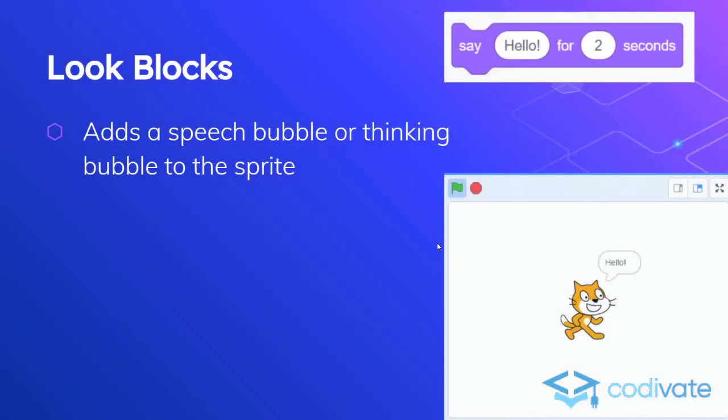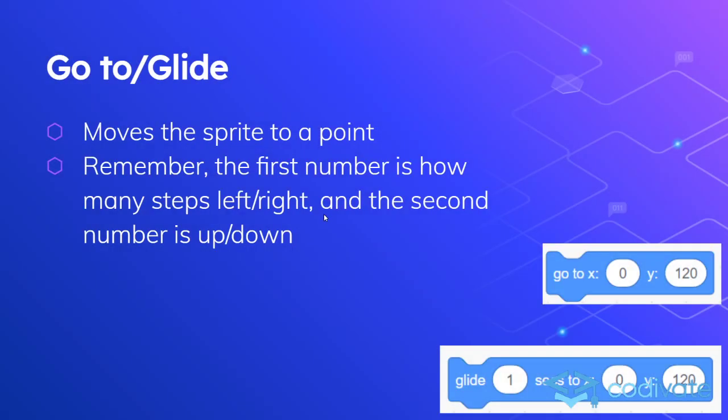The next block is a look block, and that is like speech bubbles. They're what we're going to be using to print out outputs in our program. Basically, it just puts a speech bubble on the cat that says whatever you put in this bubble here, and it lasts for this many seconds. It's that simple. The next 2 blocks are very much related to the coordinate plane.